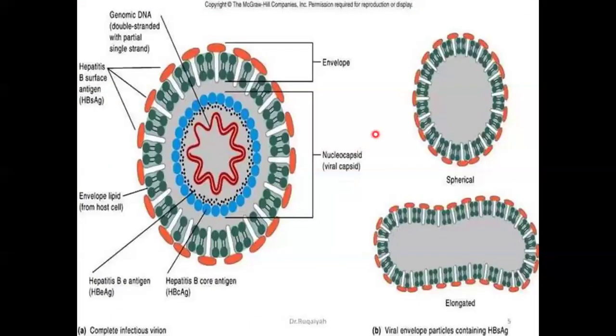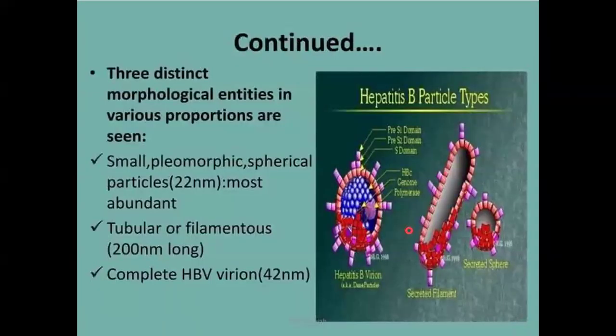So this is just the same picture. It is spherical and elongated, as you can see here. And then it has three distinct morphological entities in various proportions as seen. They are small pleomorphic spherical particles around 22 nanometers, most abundant. Then we have the tubular ones, which are 200 nanometers long, and then the complete HBV virion. These are the morphological entities, but the most common is the spherical one.